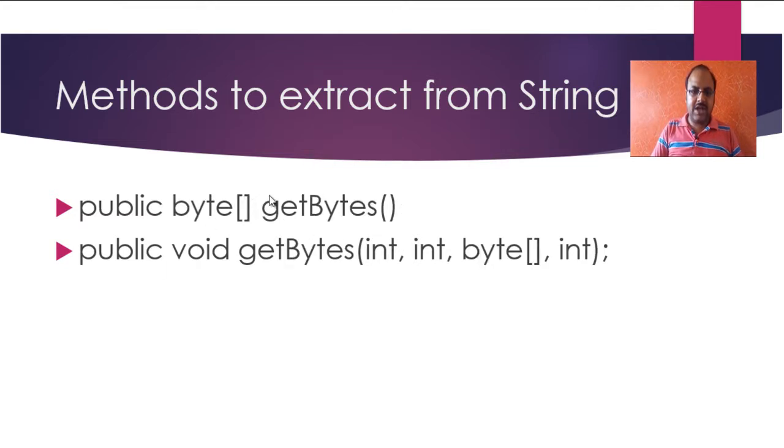In this I have getBytes in 2 flavors. So let us see this. The first getBytes method returns the byte array for the specified string object, and the second getBytes method is the same as the previous getChars method, with beginning index, end index, a container and index in container. So let us see it.